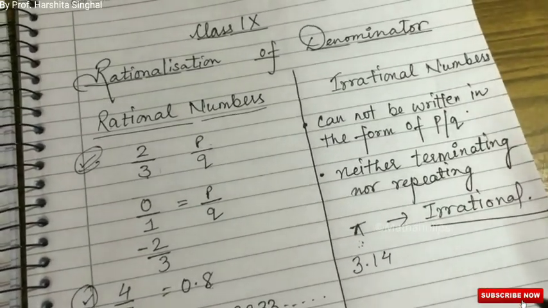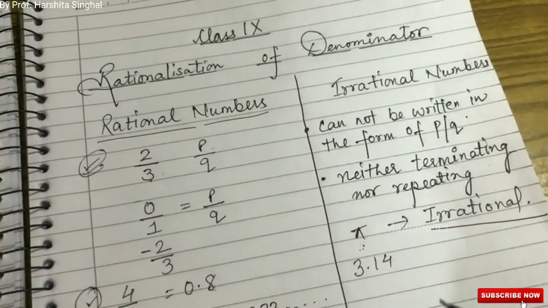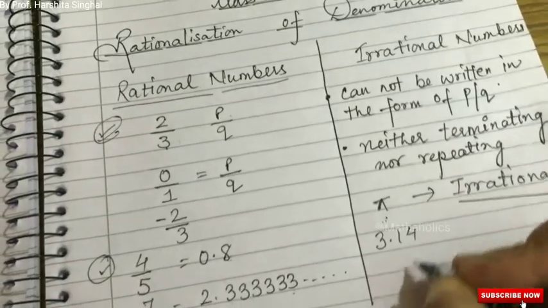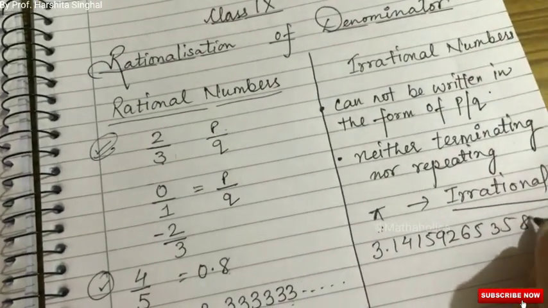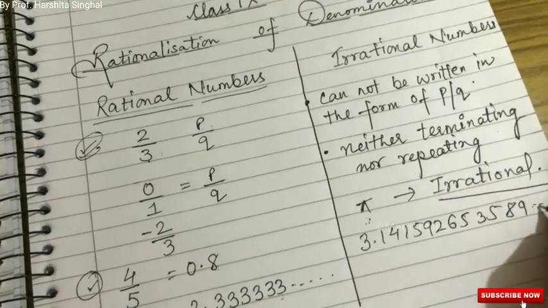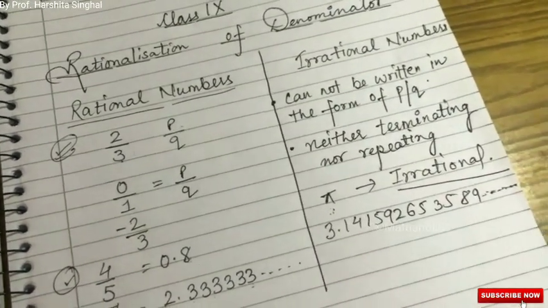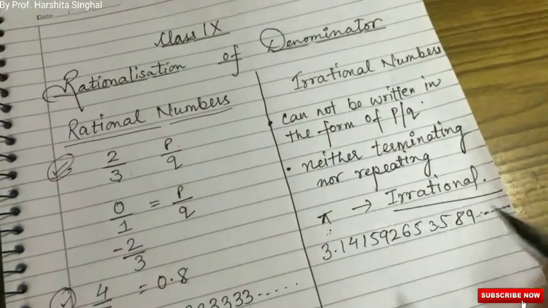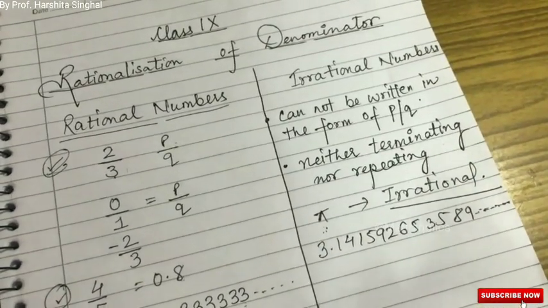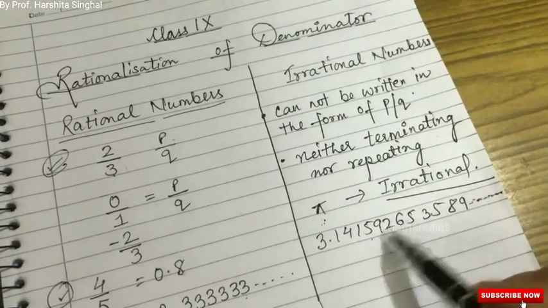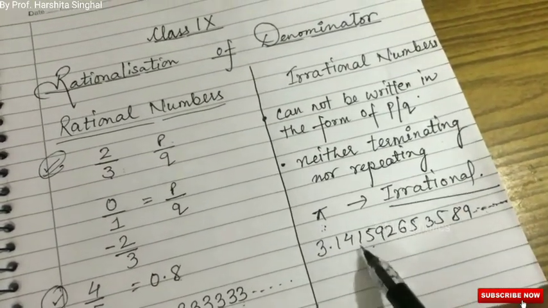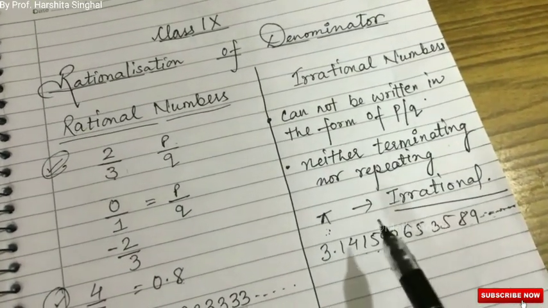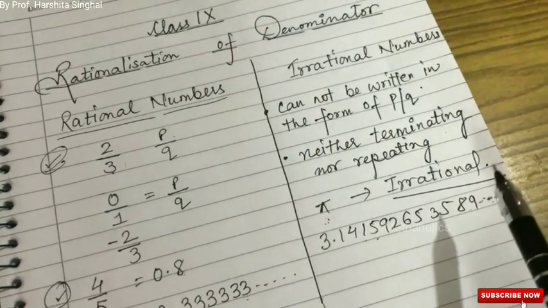Because when you express pi, the actual value of pi is 3.14159265358 and it goes on. Here in the value of pi you can see it is neither terminating nor repeating, so that is why pi is an irrational number.